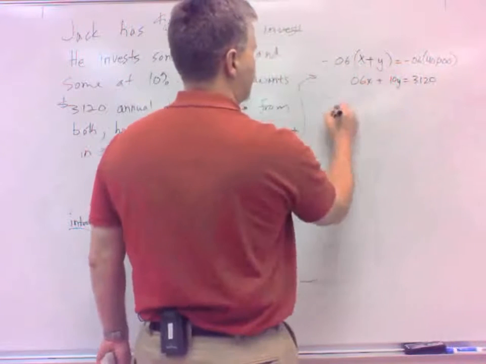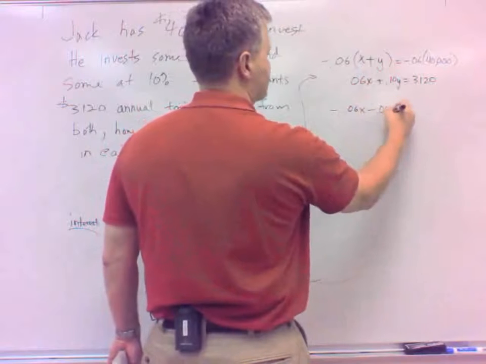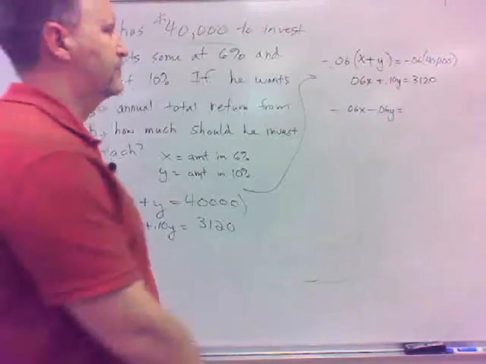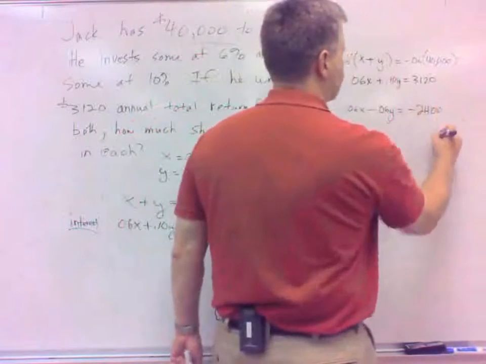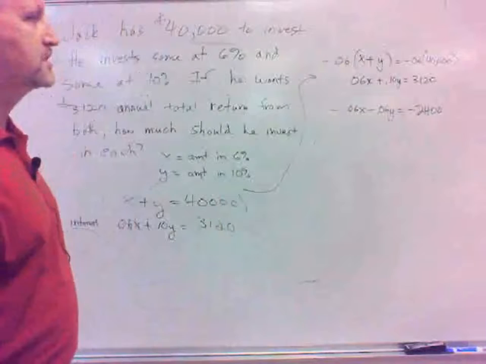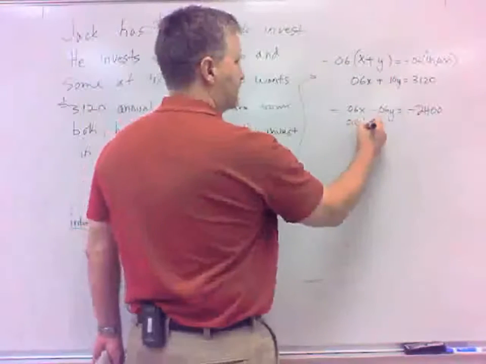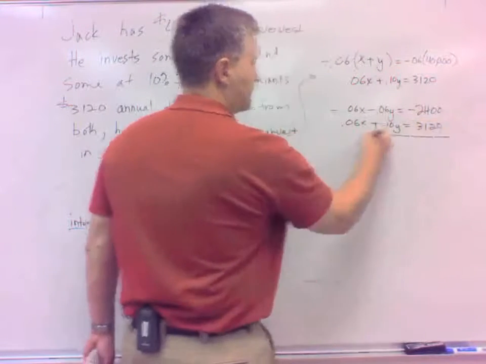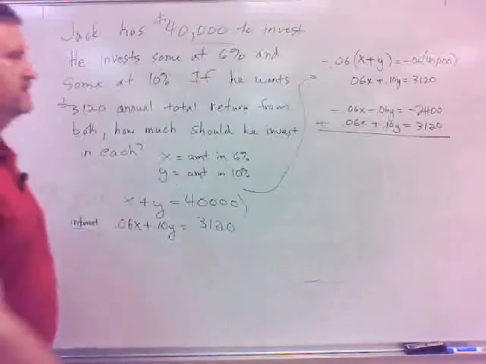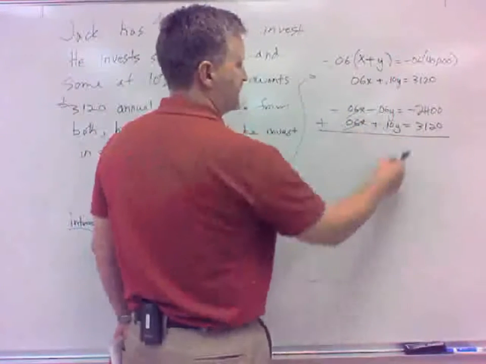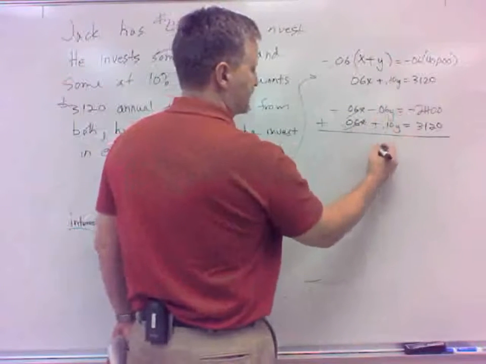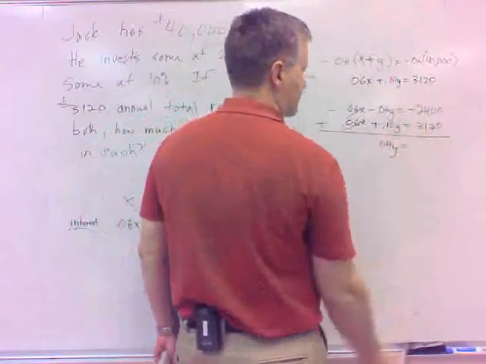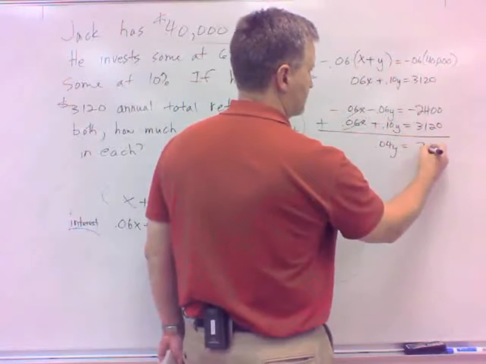Let's see what happens. That would be negative 0.06x minus 0.06y equals negative 0.06 times 40,000, which is about negative 2,400, I believe. Check me on that. I believe it's negative 2,400. All right? Okay. Yeah, so now with the bottom equation, 0.06x plus 0.10y equals 3120. Doesn't that give me something to eliminate the x's with? Yep, the x's eliminate. Negative 0.06y plus 0.10y is 0.04y. Negative 2,400 plus 3120 is 720, I believe.